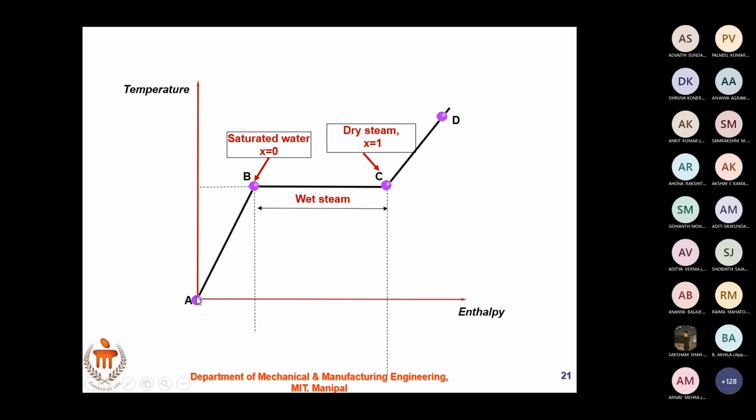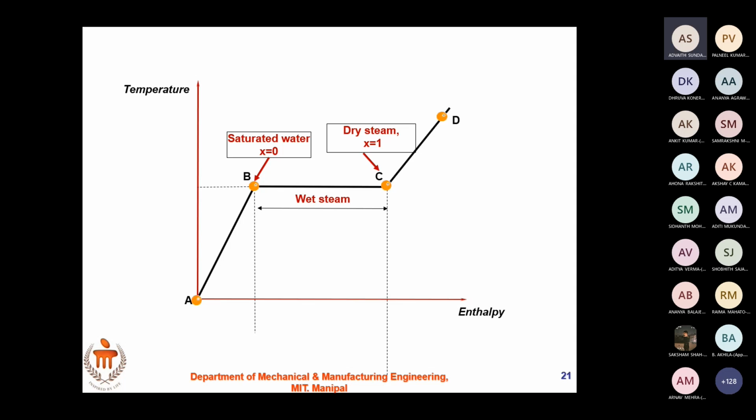Now tell me what is there at A. Anybody? Unsaturated water. Yes, we are doing a recap of the previous class. So we have unsaturated water here at what temperature? 0 degrees Celsius. Yes. So unsaturated water, mass 1 kg, temperature 0 degrees Celsius. Okay, next, what will happen?